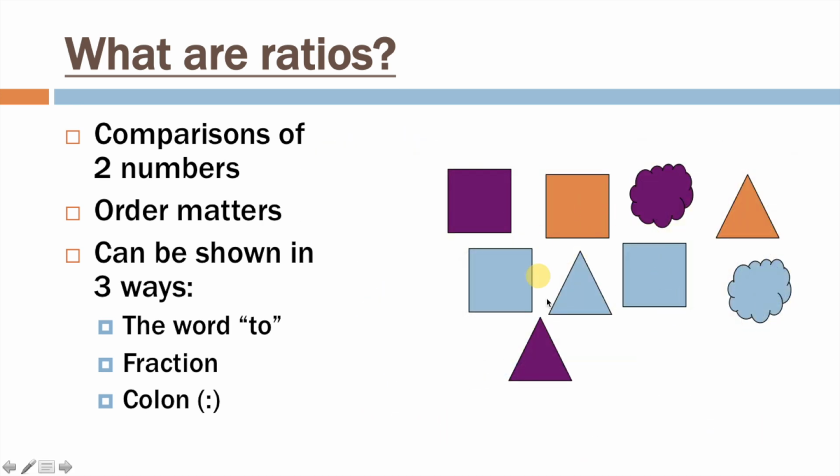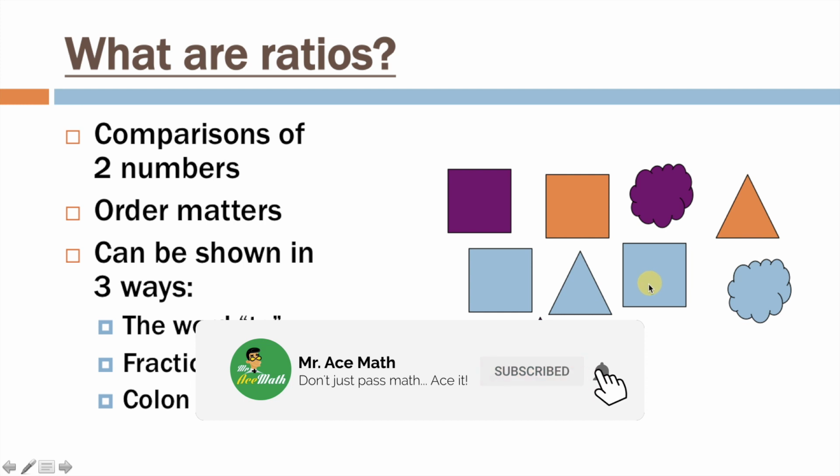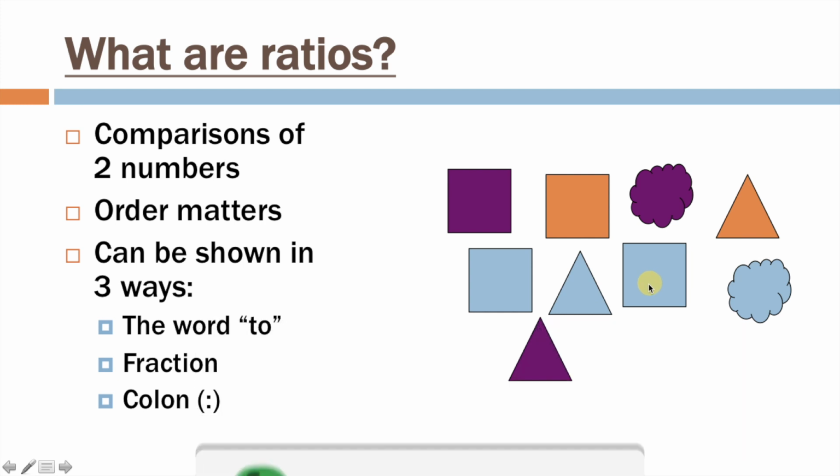Now let's take a look at this group of shapes. Now this one's tricky because we've got different colors, we've got different shapes. We've got 3 different colors here. We've got purple, blue, and orange. We have clouds, we have triangles, and we have squares. There's a lot going on here. But what really matters is what we're being asked to find.